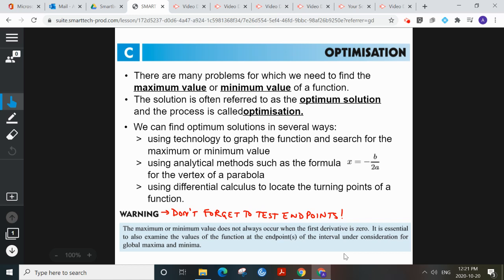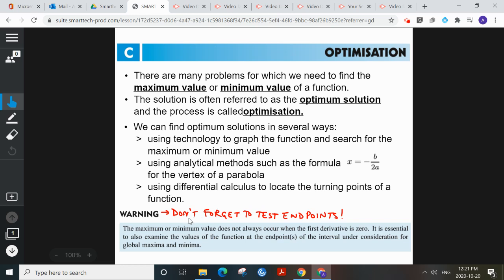So back in grade 9, if you were trying to optimize something, like trying to find the maximum area that you can enclose with 60 meters of fence, then you might have used technology or made graphs of the function and looked for the max or min value. You might have made a table. In grade 10, you might have used the formula x equals negative b over 2a to find the vertex of a parabola, if you're trying to find the minimum or maximum value there. But now we're going to use calculus to help us find the turning points of the function.